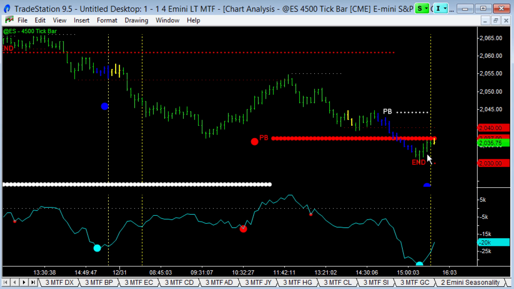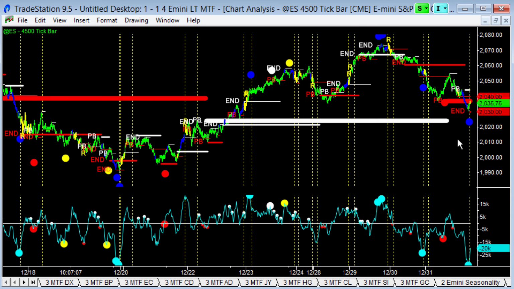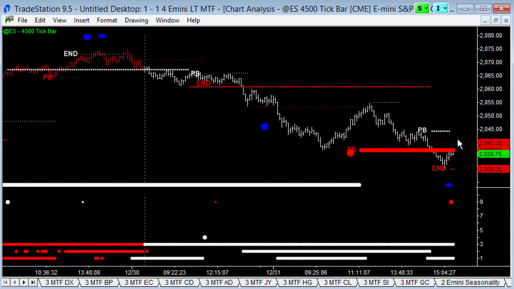Got a whole bunch of blue professional bars. Now that's end of year stuff, so I'm not sure about that. We'll need to test back down into these lows with blue professional bars. But we got pullback into intermediate end of trend on the intermediate time frame.